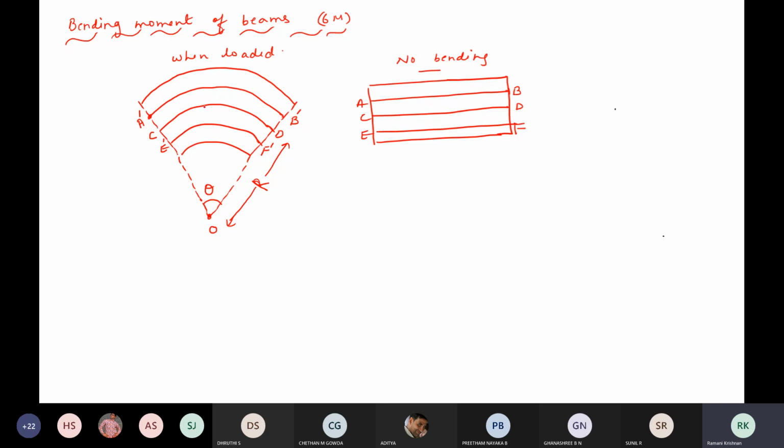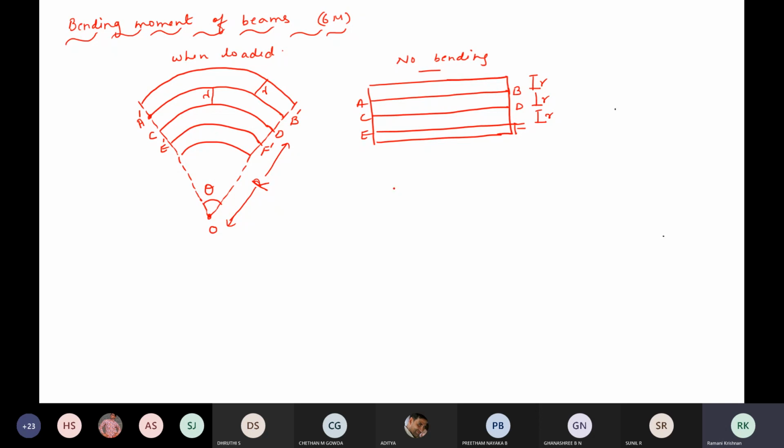Good, from the neutral surface CD. So this is R. And the small r is the distance between each layer. All the layers are uniformly placed. If I show this diagram, this is r, this is also r. So r is the distance between the layers.